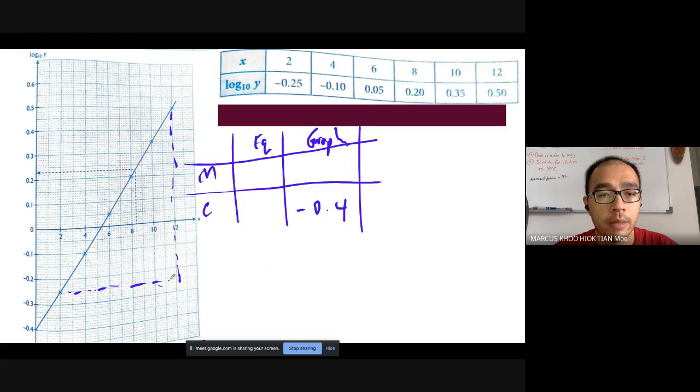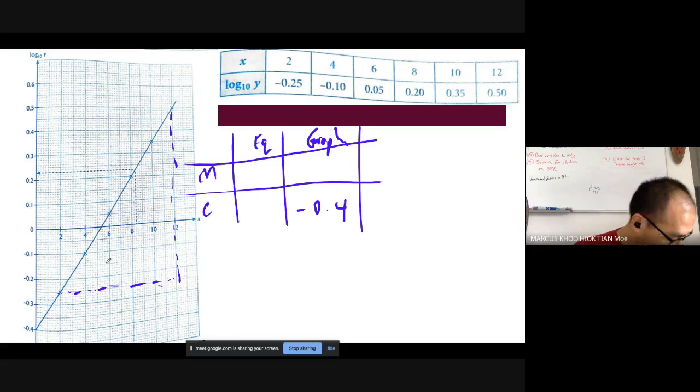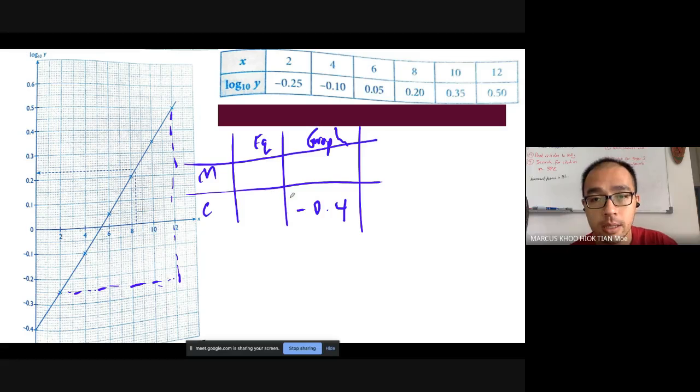Okay, over here, maybe I can use this point and this point. And after I calculate the gradient, according to this book, my gradient is about 0.075. After I calculate the gradient from the graph, the problem now is, in the equation, what represents the gradient and what represents the y-intercept.